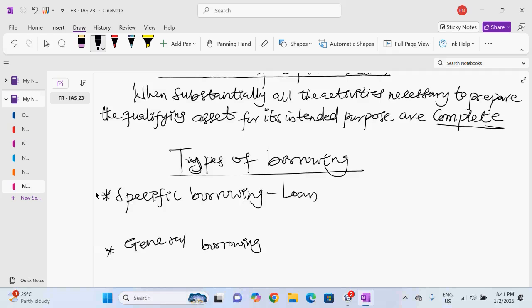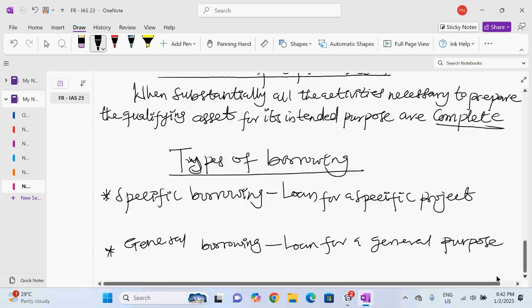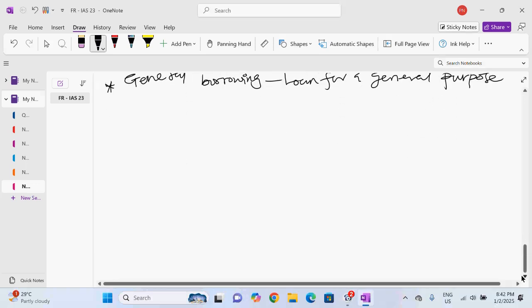So that is the specific: you borrow a loan for a specific project. And the general borrowings, of course, is the loan for a general purpose, right? A general purpose. So you can use it for anything that you want to do. So let's take the specific borrowing and see.